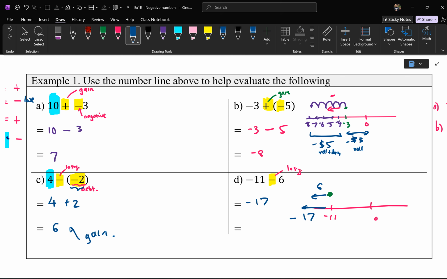Sometimes you could break it up if you like as well. This is another way. This is a bit controversial. You don't have to do it this way, but I'll show you another way. Sometimes students prefer gaining. The plus seems to be easier for them. Another way of writing this is: losing is the same thing as gaining debt. So you can actually say -11 plus a -6 if that helps you understand it.